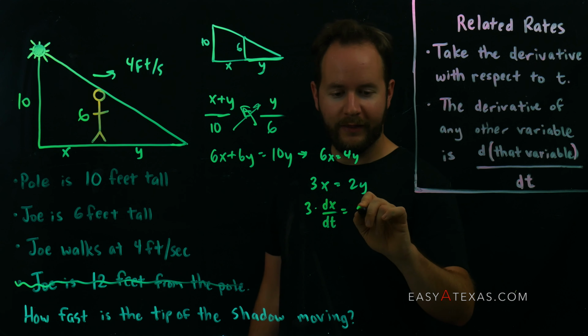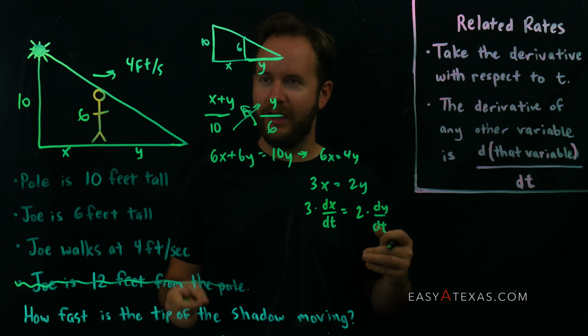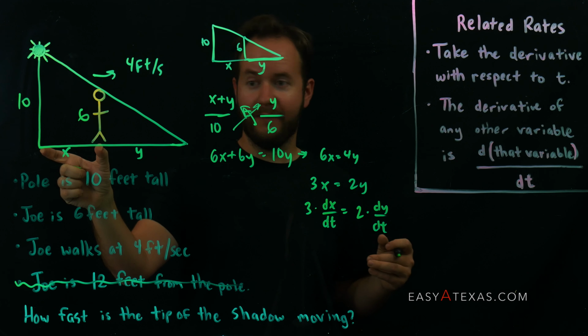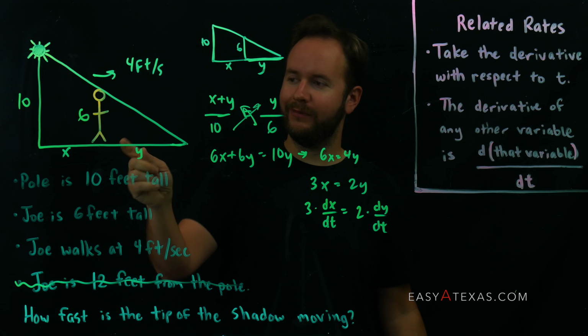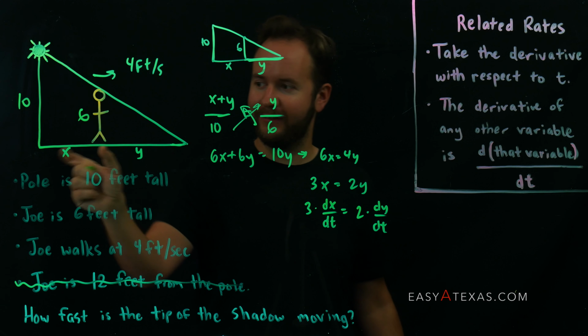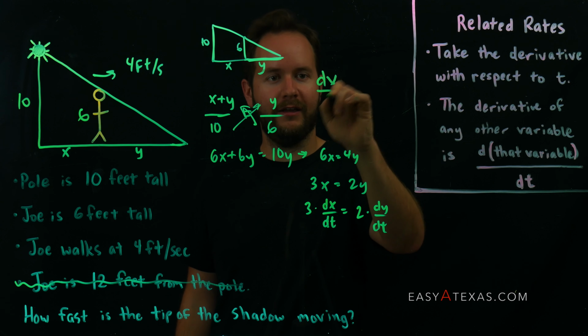Which of these do we have? Which of these do we know? Joe's distance here, the fact that he's moving forward at 4 feet per second, is most directly influencing x. Every second that goes by, Joe puts another 4 feet between him and the pole. Now, it's true that the shadow is changing as well, but this number, 4, is not affecting that. It's affecting his distance between himself and the pole. So dx dt is 4.